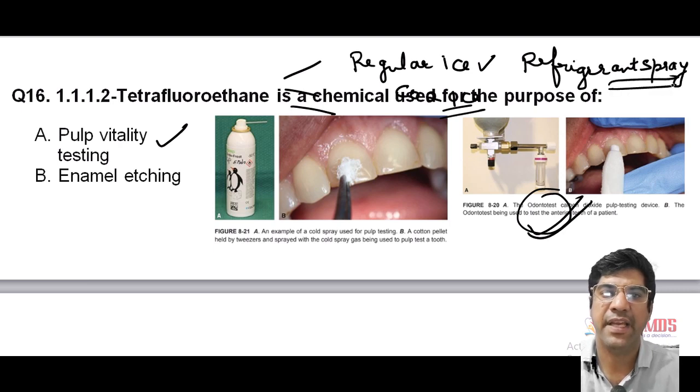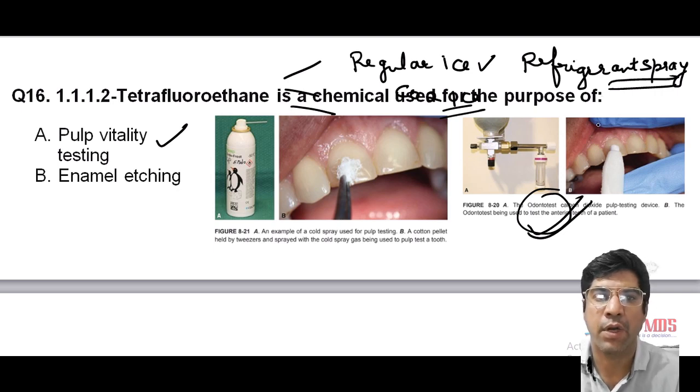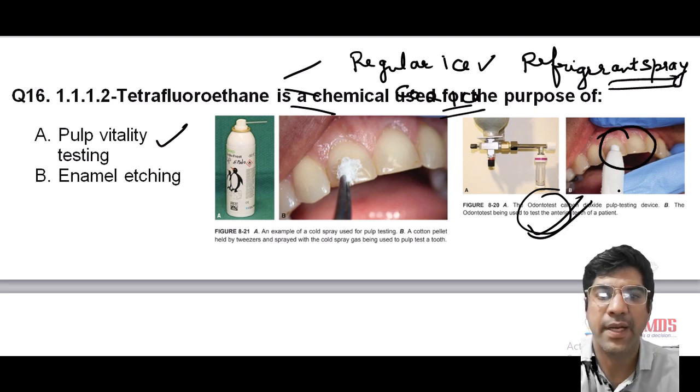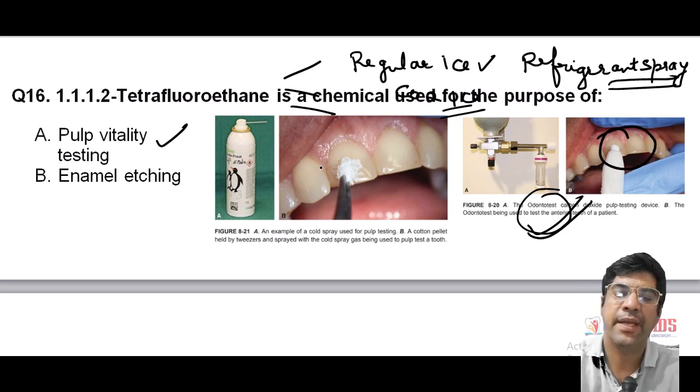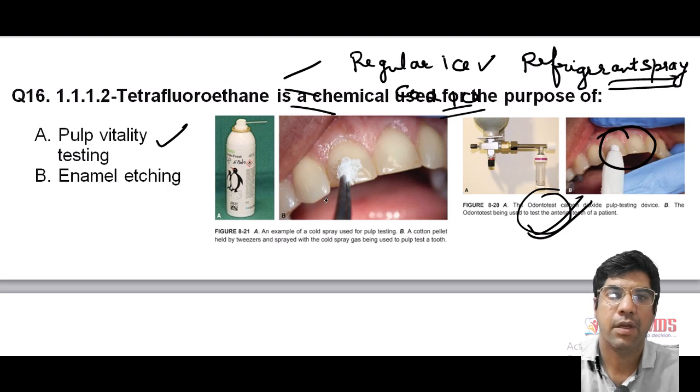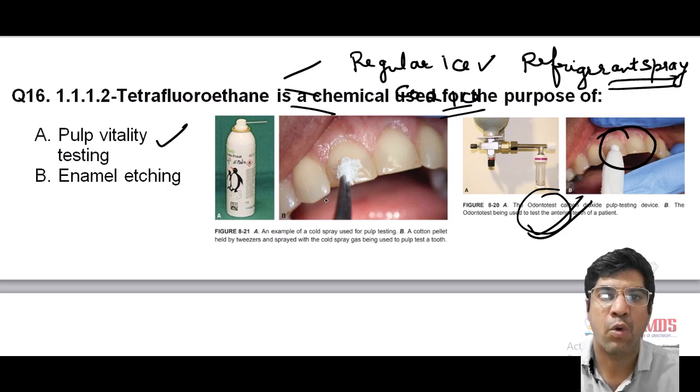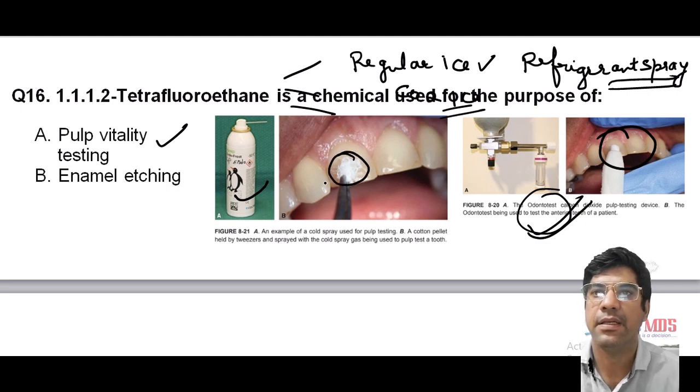It is a convenient method. It delivers a cold blast when sprayed on a cotton pellet that is applied to the tooth. After isolating the tooth and ensuring it is dry, we apply a cold stimulus using a cotton pellet soaked in refrigerant. Tetrafluoroethane is typically found in canned air or refrigerant spray.